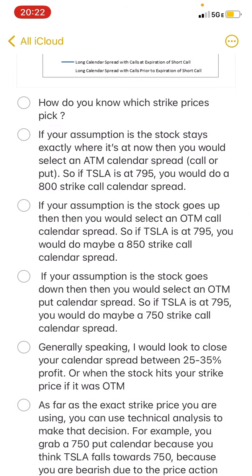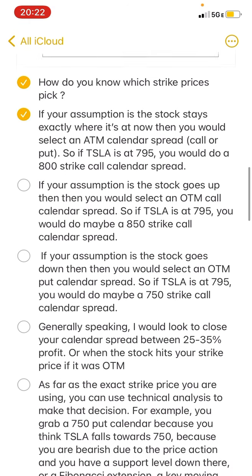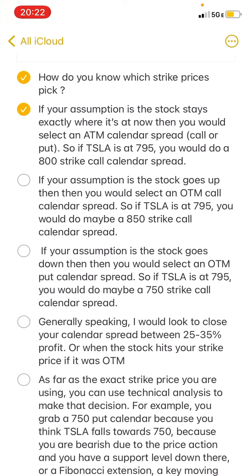So having said all that, how do you know which strike prices to pick, right? Okay, so I'm going to use Tesla here for the remainder of these examples. So if your assumption is the stock stays exactly where it's at now, then you would select an at-the-money calendar spread, okay? You can do calls or puts. It doesn't really matter. I generally do calls if I'm doing an at-the-money one.